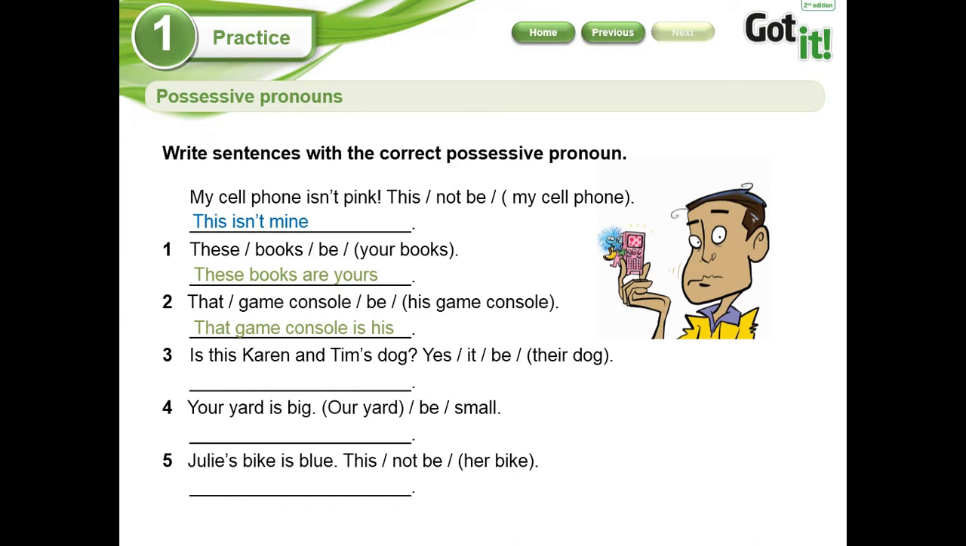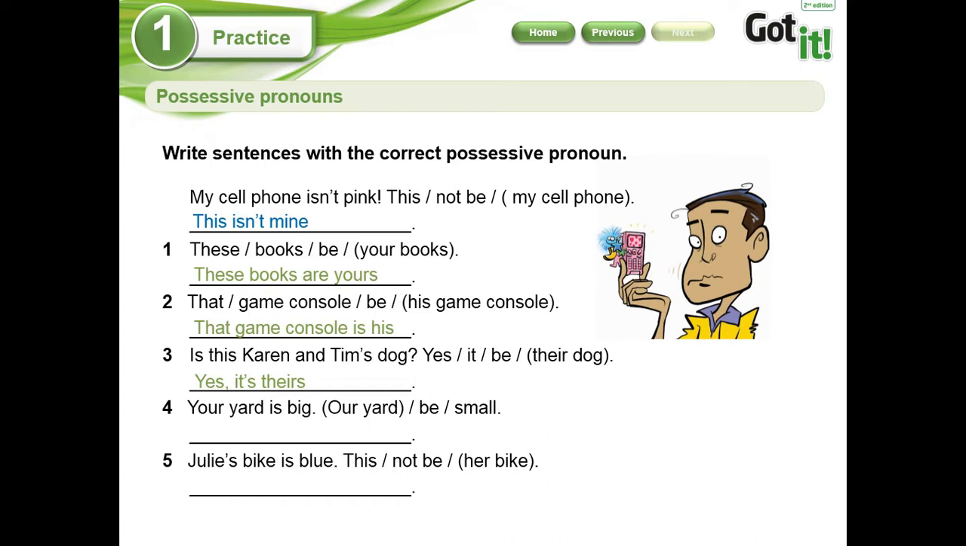Thank you so much. Next, is this Karen and Tim's dog? Yes, it is. What do you think? Theirs. Yes, it's theirs. Yes, de ellos. Okay, because we are talking about Karen and Tim.